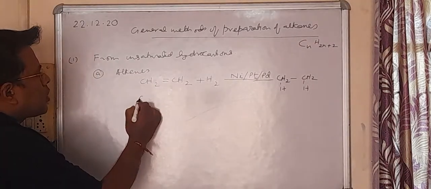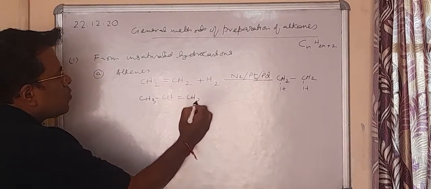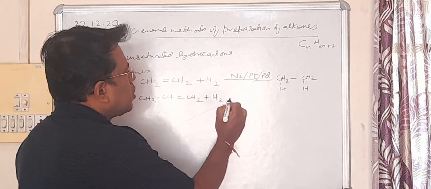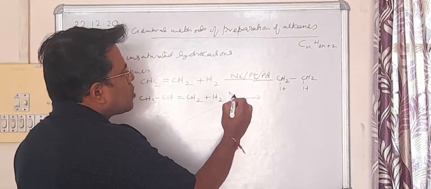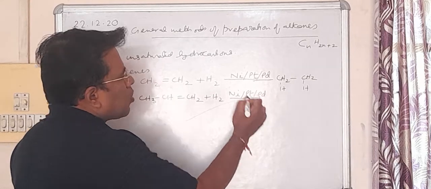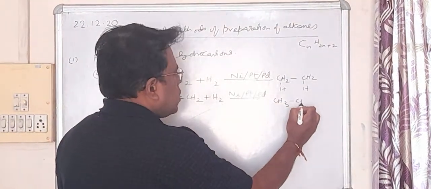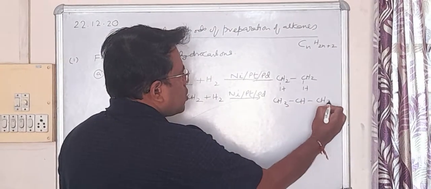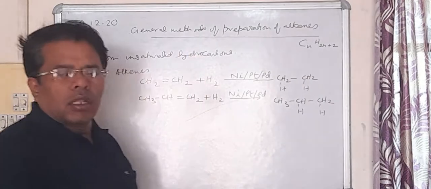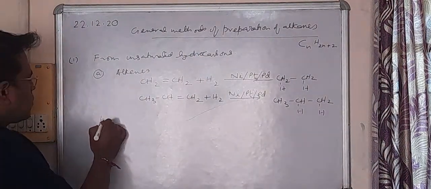So another reaction let us give is CH3CH double bond CH2. This is also an alkene. So hydrogen, same in terms of nickel or platinum or palladium, any one of them. So we get CH3, CH, CH2, here H, here H. So added. So now in this way we can also get it from alkynes.